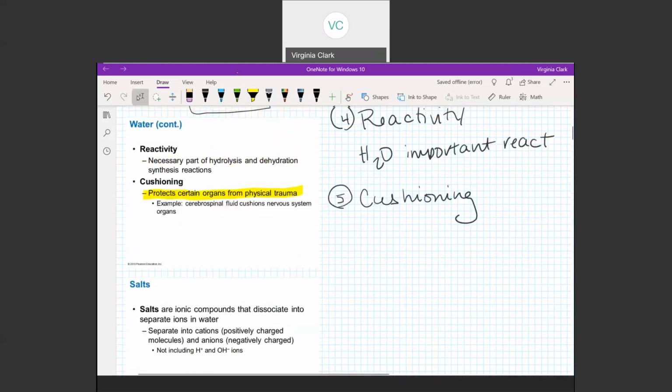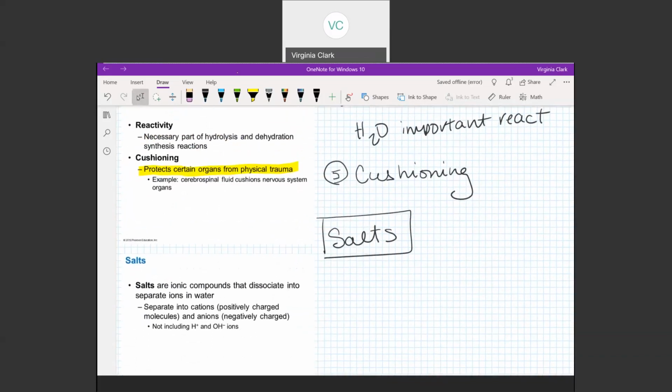Okay, so another inorganic compound is going to be salts. When we're looking at salts, it is an ionic compound. So these are not shared electrons. These are just negative and positive ions that like to hang out with each other. So these are all going to be ionic compounds, and they're going to be specifically compounds containing anions other than a hydrogen ion.